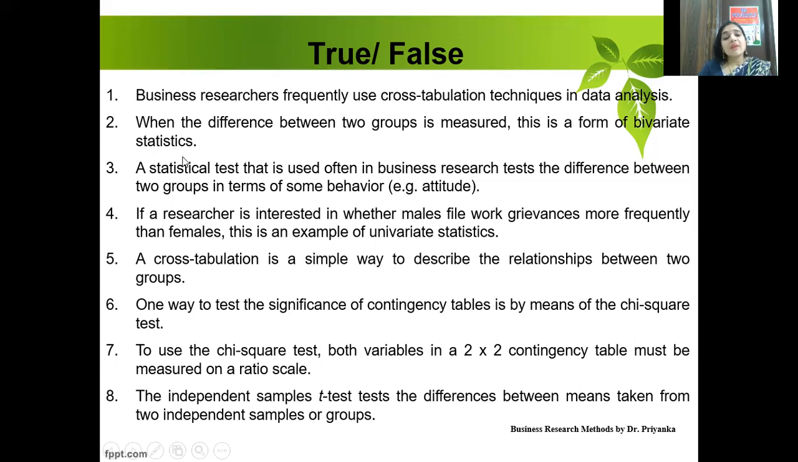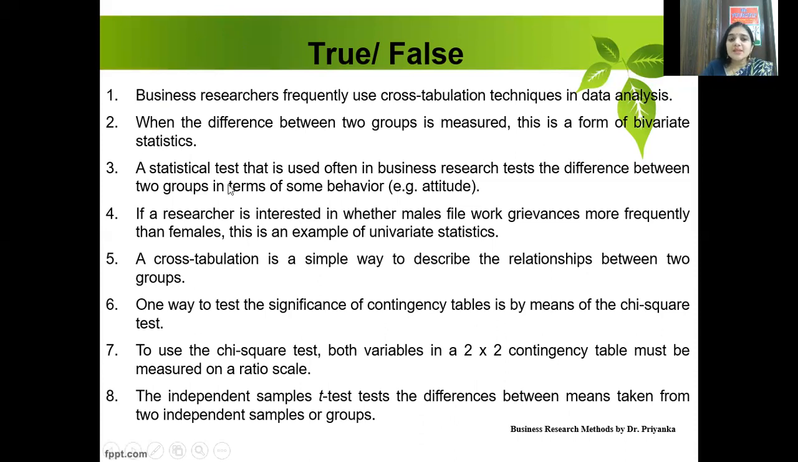Second is, when the difference between two groups is measured, this is a form of bivariate statistics. Yes, when we talk about just one variable, it was univariate, right? When we talk about two variables, we talk about bivariate statistics. And then there are categories of analysis in bivariate as well. And this one is definitely bivariate statistics. When the difference between two groups is measured, this is actually a form of bivariate. That's true.